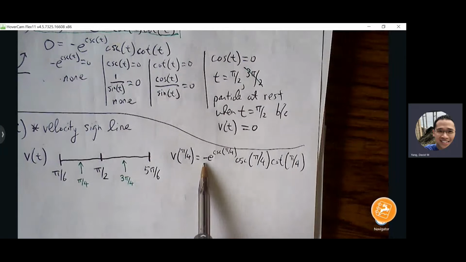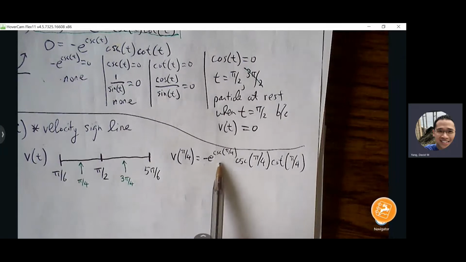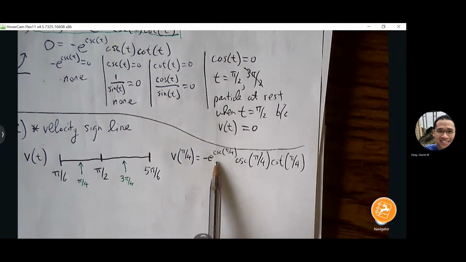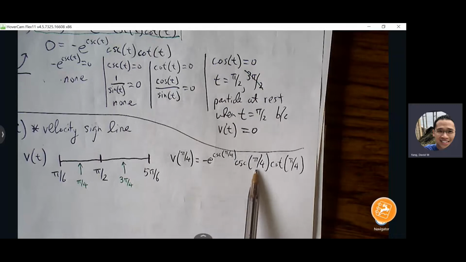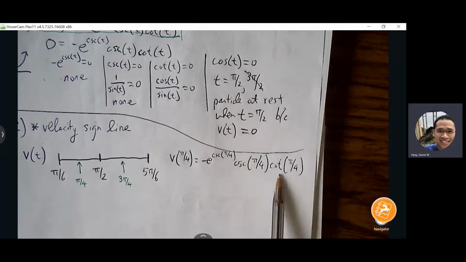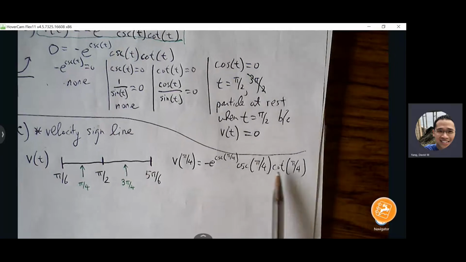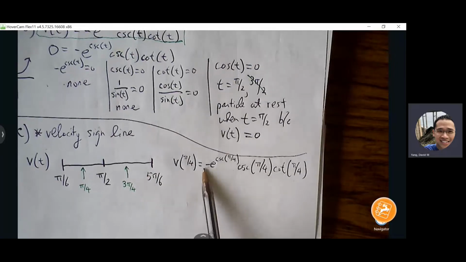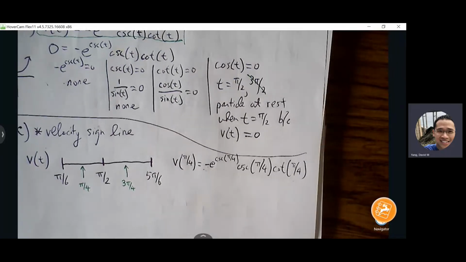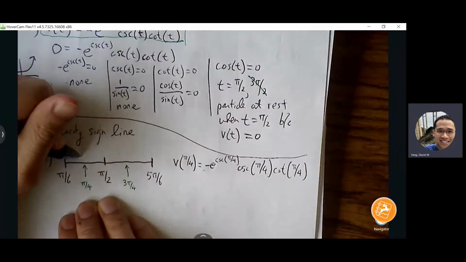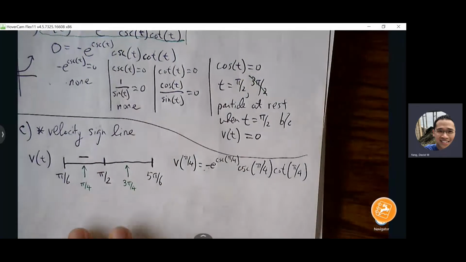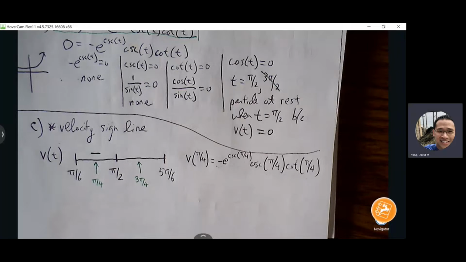Okay, so the negative is going to stay there. E raised to any power is always going to be what? Positive. Cosecant of something in the first quadrant is positive. Cotangent of the first quadrant. So this is going to give us what? Yeah, so only one negative, everything else positive. So I know that my particle is moving to the left in this first subinterval. Okay, any questions there?